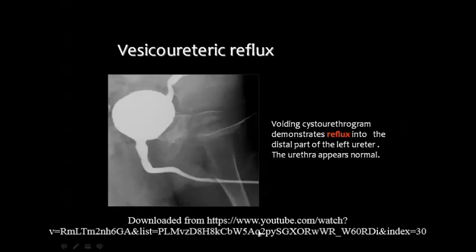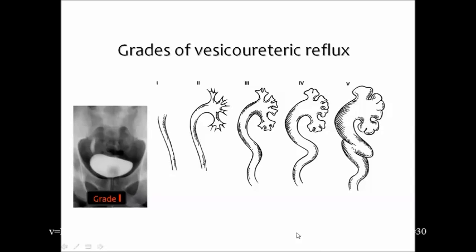Then, in order to diagnose vesico-ureteric reflux, the best way is ascending urethrography. We introduce contrast material into the urethra, filling the urinary bladder. Normally, there should not be any contrast material passing into the ureter. But if you see opacification of the ureter, unilateral or bilateral, then you diagnose the possibility of vesico-ureteric reflux.